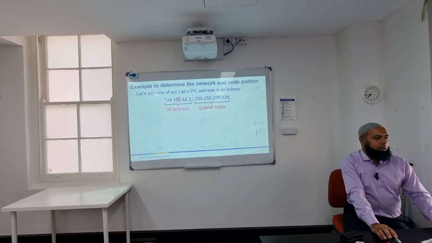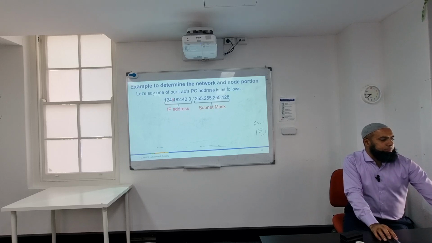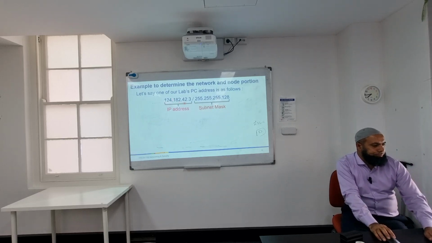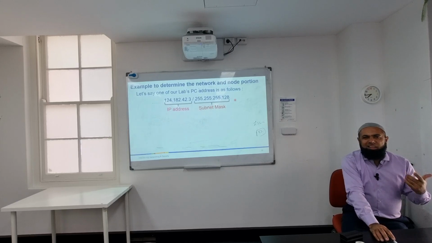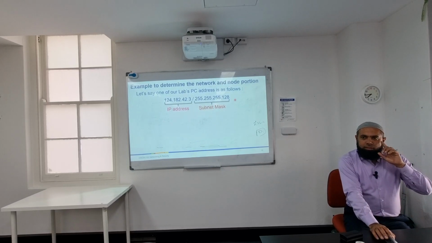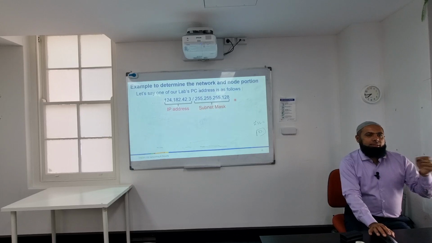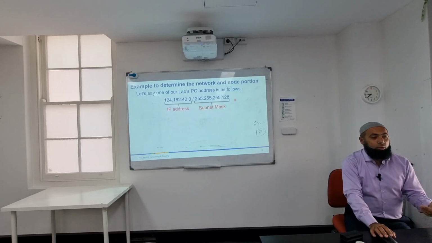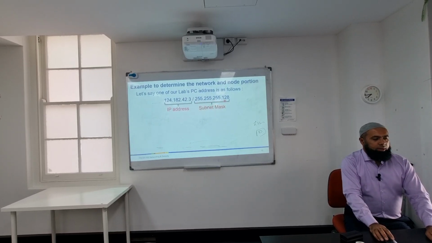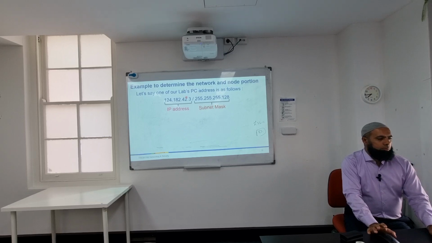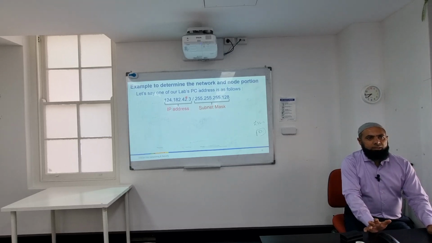So let's assume that you have a local PC address which has an IP address of 124.182.42.3 slash, and this is how you write the subnet mask. Usually when you're working as a network administrator, they tell you something like this, and you as a network engineer know what it means: 255.255.255.128. Now this is your subnet mask, and this is the IP address of one computer, any XYZ computer.